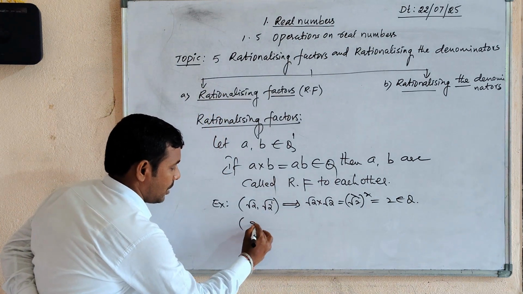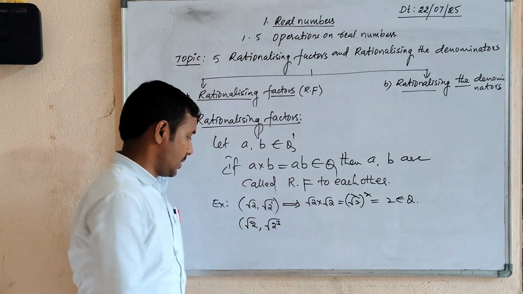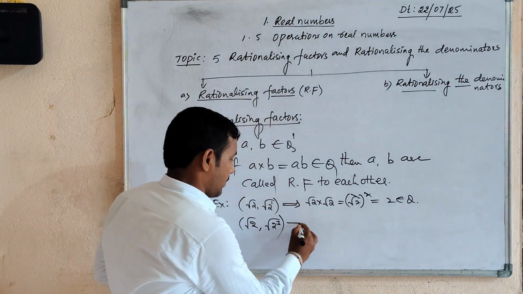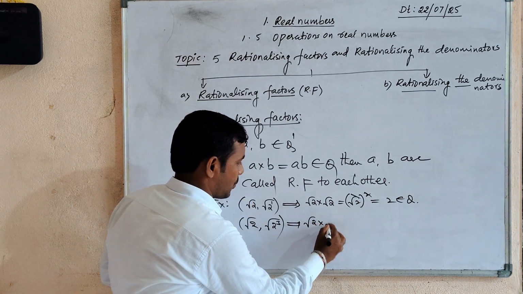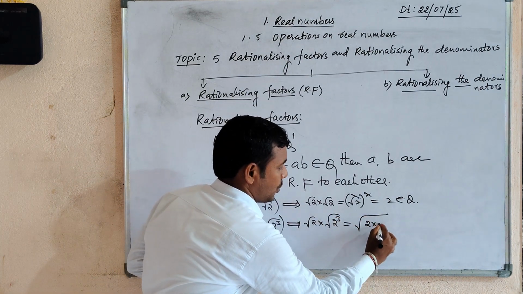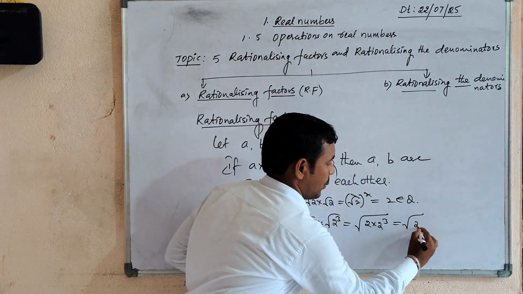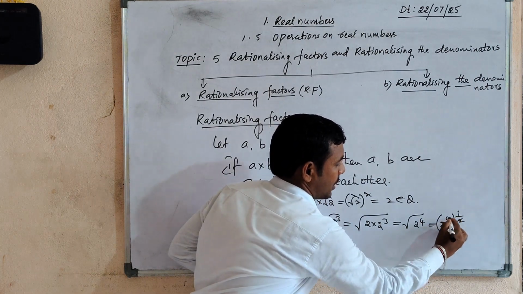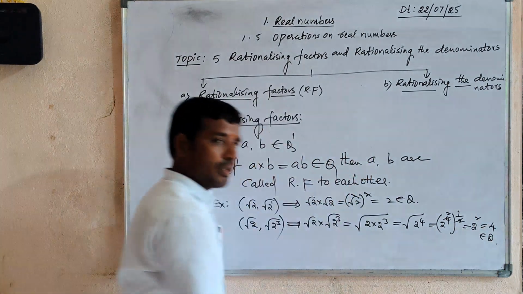Let us go into another example: square root of 2, square root of 2 power 3. This is also one of the examples of rationalizing factors. The reason is simple: their product is rational. Square root of 2 into square root of 2 power 3 can be written as square root of 2 into 2 power 3. The answer is square root of 2 power 4, which is 2 power 4 to the power of 1 by 2. Now the answer is 2 square, that is equal to 4, which is rational.